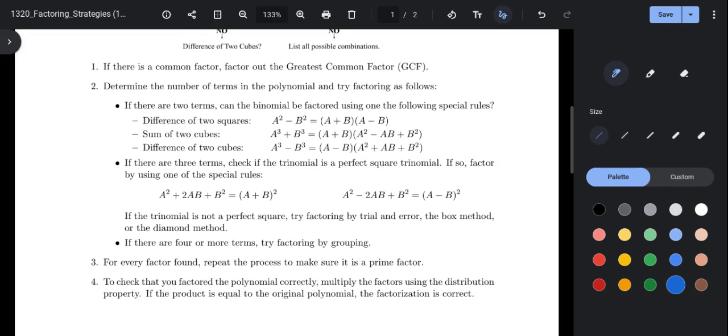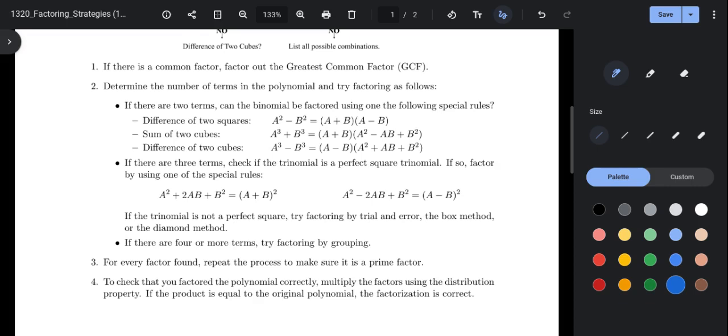Now, if there were three terms, then we had two possible formulas that we could use. If it was a square of sums, which we have here on the left, then we would use this formula here. And if it is a square of a difference, then in that case, we will use this formula here. These are very special cases. And if you forget these, then you can always derive them using alternate strategies by listing out all possible combinations, which we'll explore in a different video.